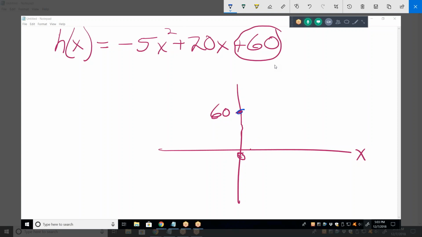So it starts from right there. It goes straight up. And then at some point, it turns around and comes back down and hits the ground. Now, if you're looking at the rocket, that's what happened.